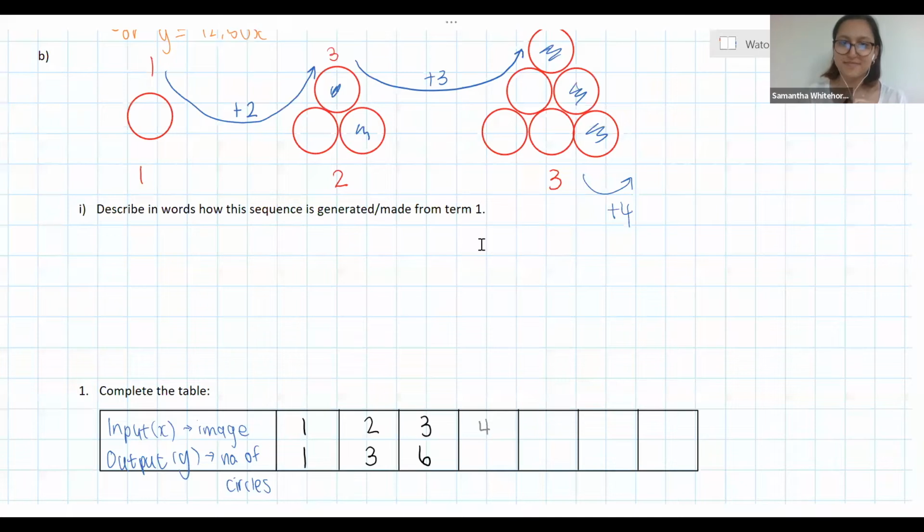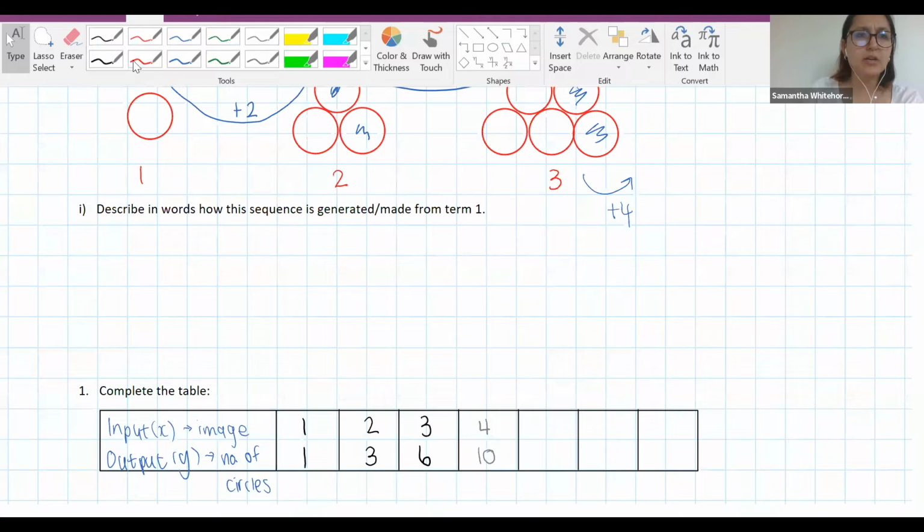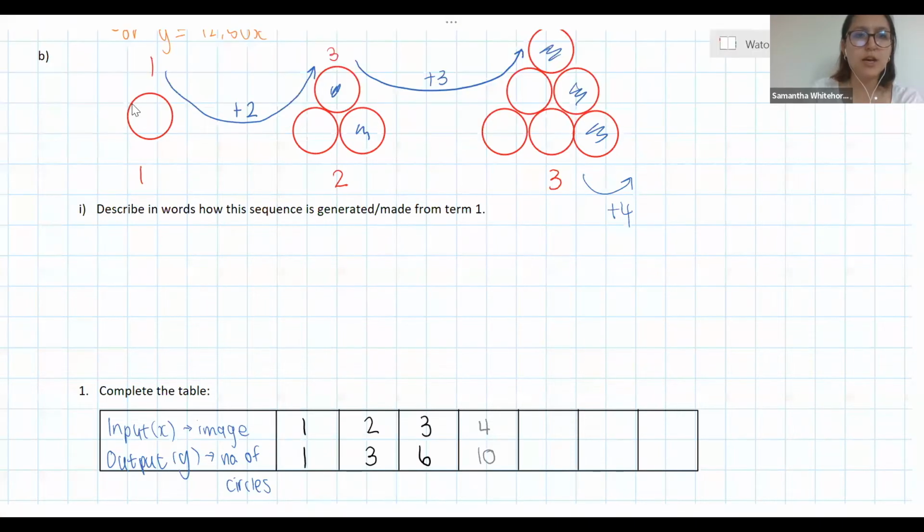Ma'am, I think that image 4 is gonna have 10 circles. Excellent, well done. So how many circles are we adding on there? 4. Good, well done. So guys, remember the pattern that we saw is that we're adding consecutively 1 more each time. And so if we just go back from image 1 to image 2, we added 2, then we added 3. And so exactly as Mukhari said, we have to now add 4 circles.